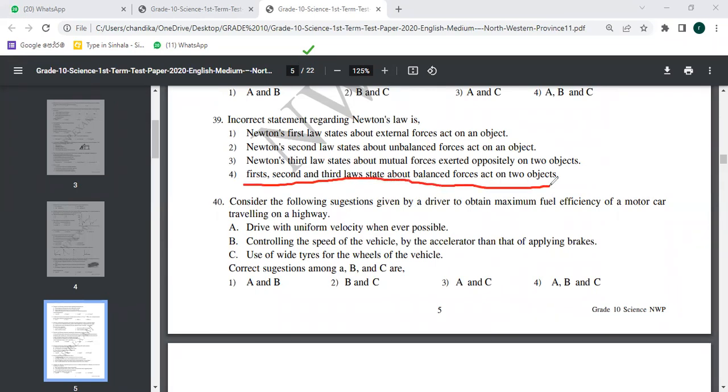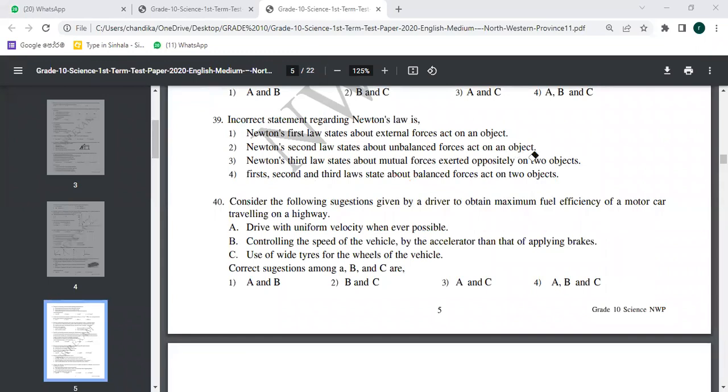First law, second law and third law, all the laws state about balanced forces? Never. They don't state about balanced forces. There are unbalanced forces, then action and reaction, right? They don't consider balance. So the fourth one is the most suitable one. The fourth one is very wrong.